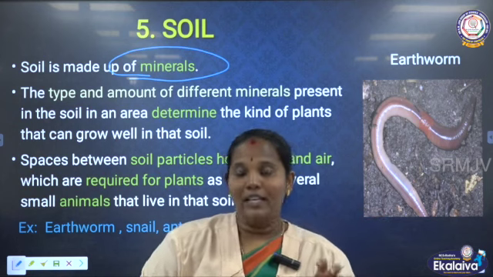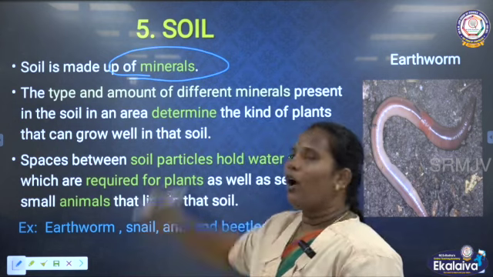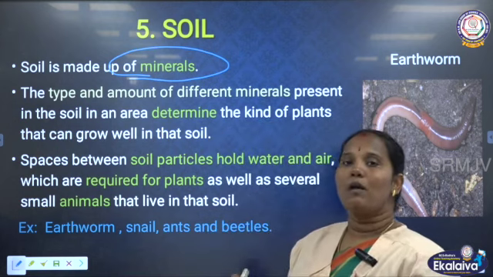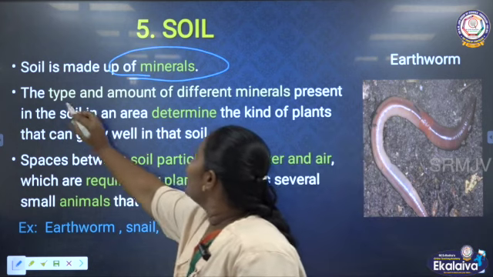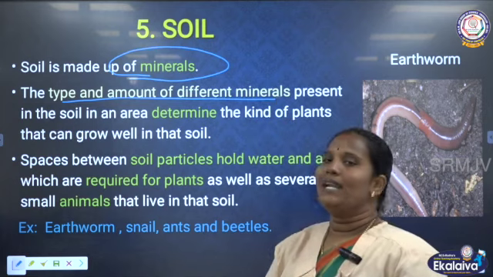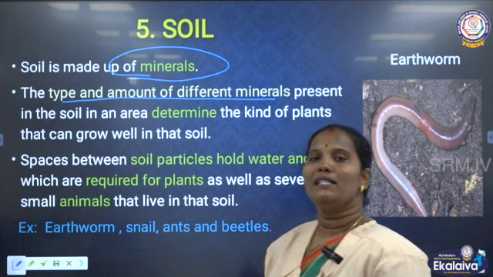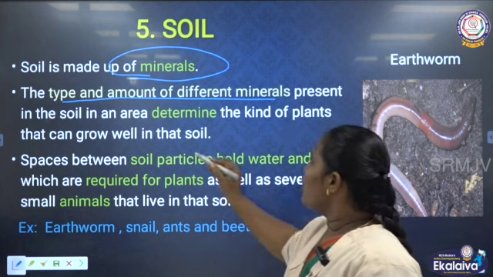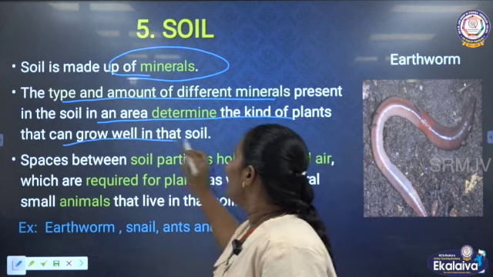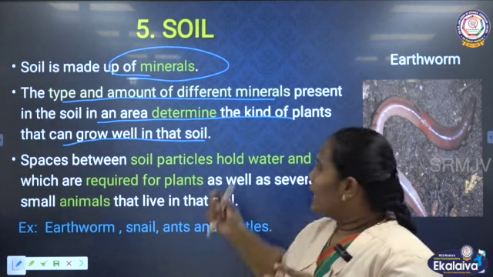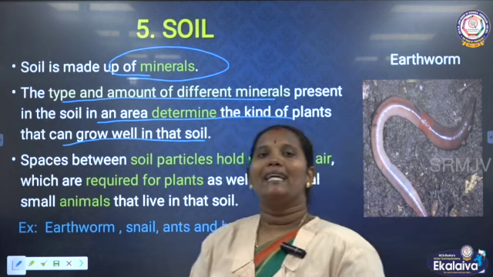So all these decomposed materials are present in the soil, and that's why they contain a lot of minerals. These minerals are absorbed again by the roots of the plants. The type and amount of minerals, the variety of different minerals, are present in the soil. So the soil and area determine the kind of plants that can grow well in that soil.